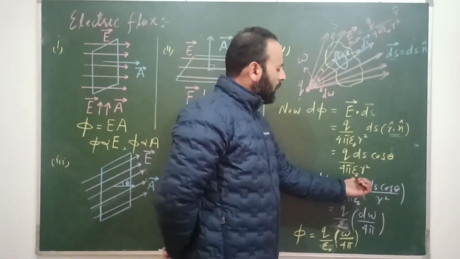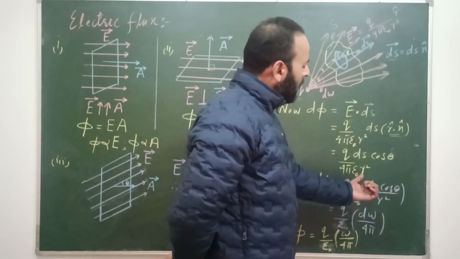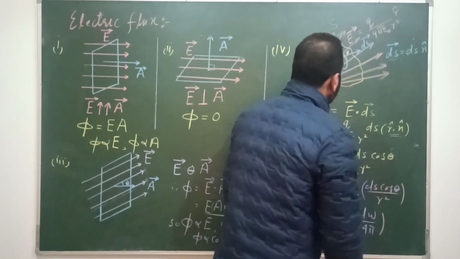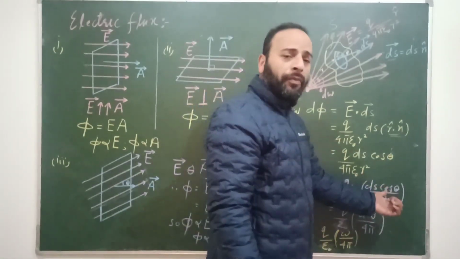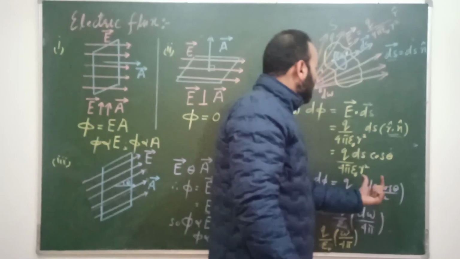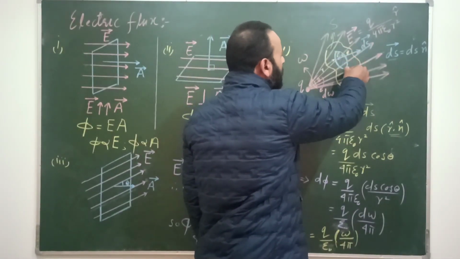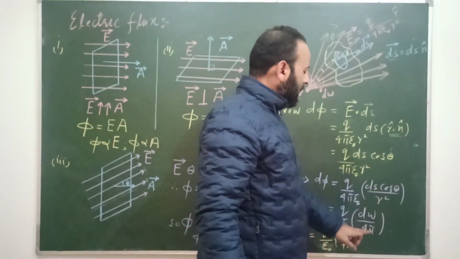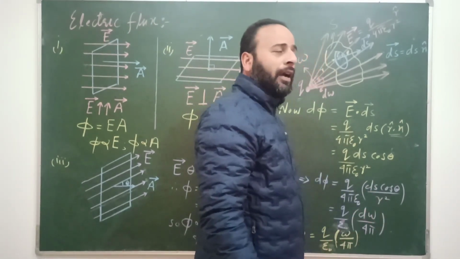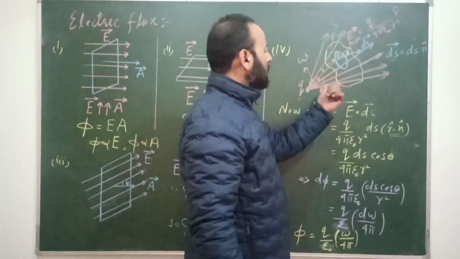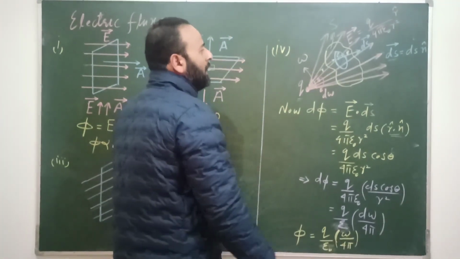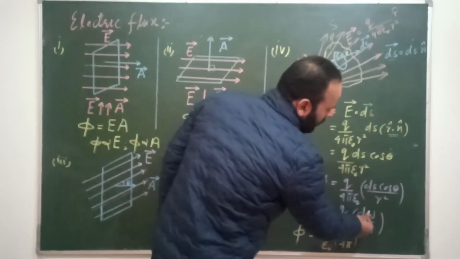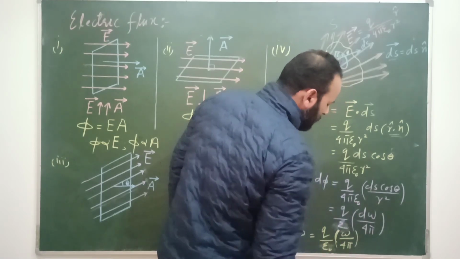So d phi is equal to q divided by 4 pi epsilon naught. Now I have taken this term as separate: ds cos theta divided by r square. From the definition of solid angle, it is the solid angle subtended by this surface element at this charge q. So this is the solid angle here. I denote this solid angle by d omega, because it is the differential solid angle subtended by the differential surface element. So it is q divided by epsilon naught, d omega divided by 4 pi.